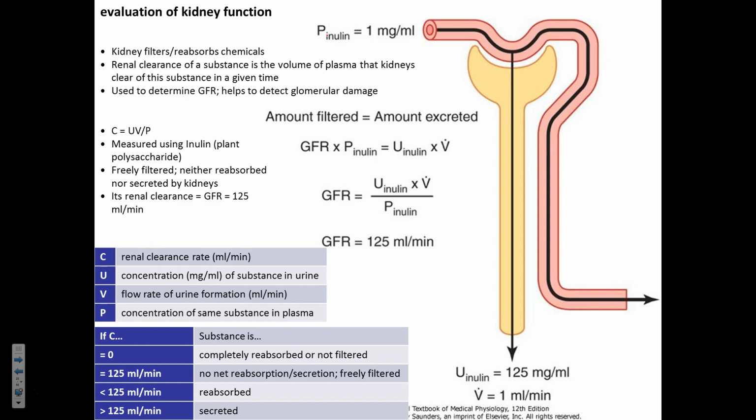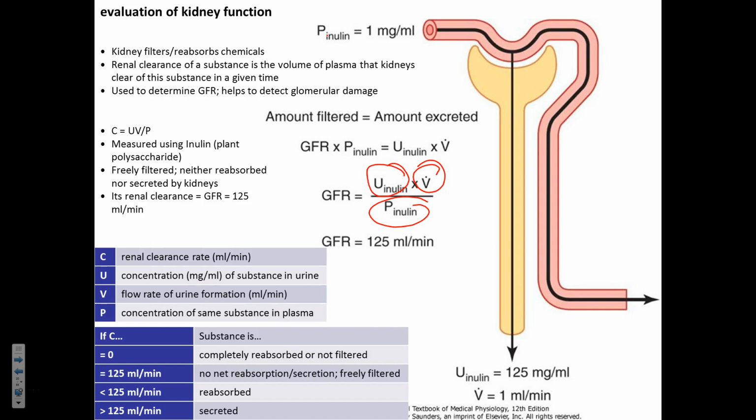So this is the parameter that is used by clinicians to assess how kidneys work and whether a patient has renal disease or not. Okay? So what is the renal clearance? How is it calculated? It's the concentration of substance in the urine multiplied by the rate of urine formation divided by the concentration of substance in the plasma.